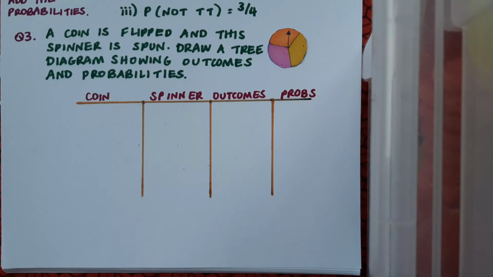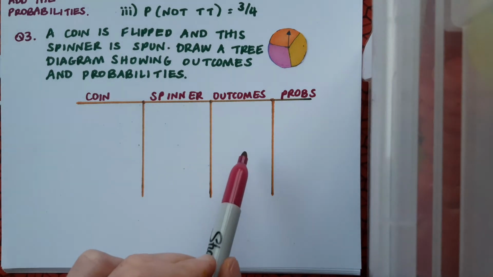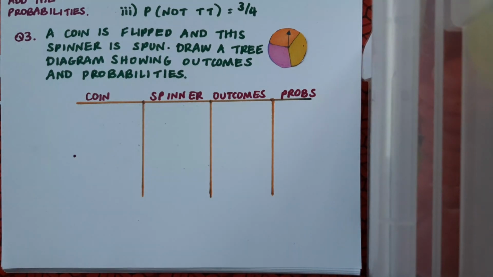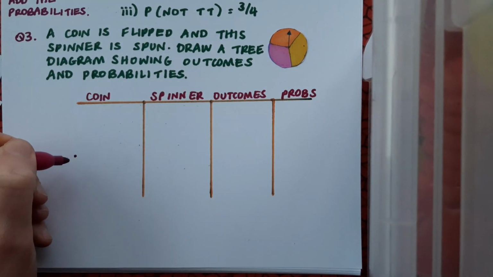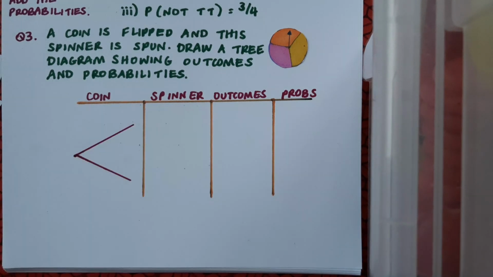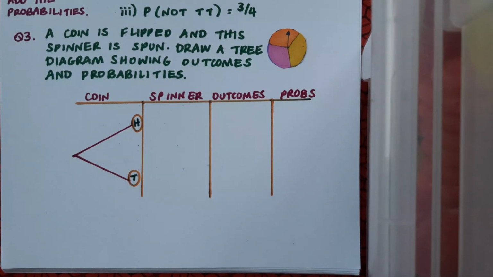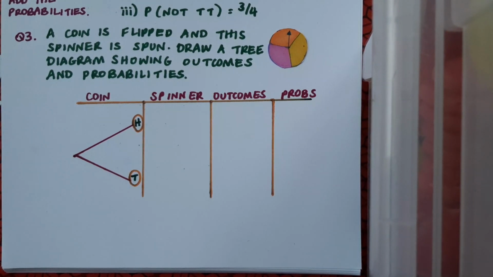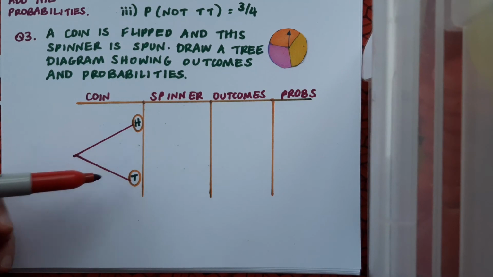Okay, so I have my layout complete first of all. I've got 4 columns, one for the coin, one for the spinner, one for the outcomes, and one for the probabilities. I'll put my dot about halfway here just to position myself well, and then I'll start drawing my tree diagram. So the coin has 2 outcomes, so 2 branches, a bubble at the end of each for H and T, and then I'll also include my probabilities along the branches.